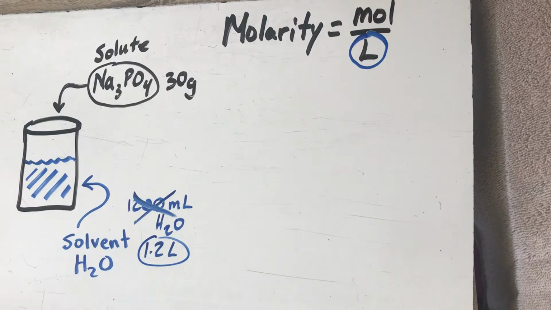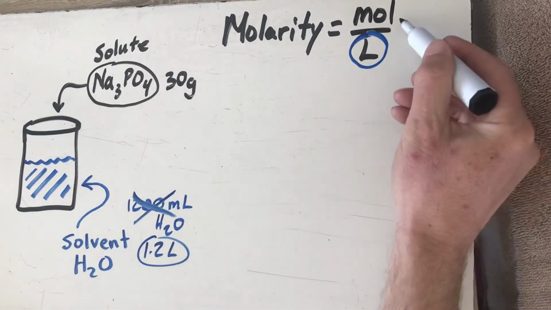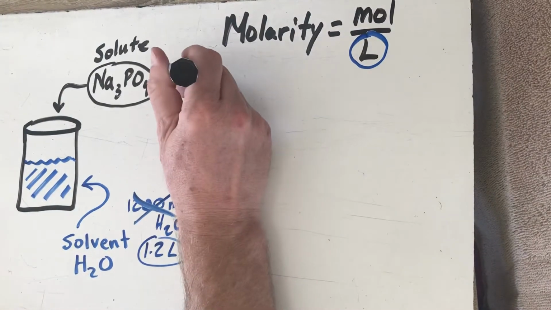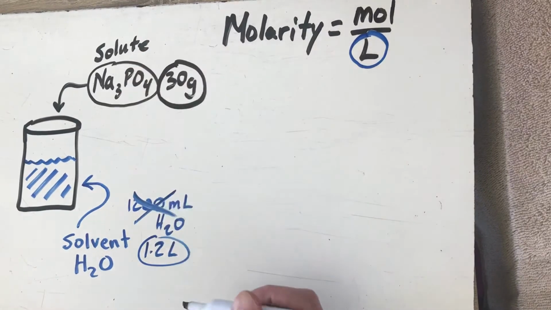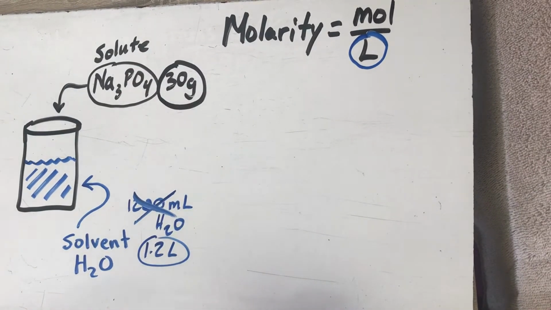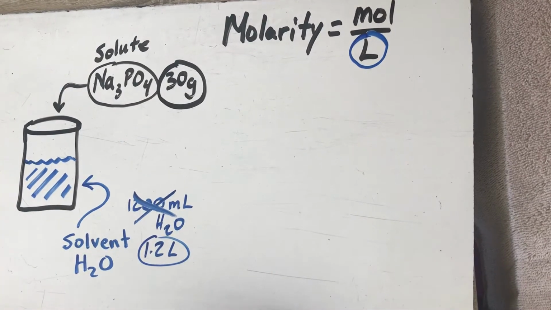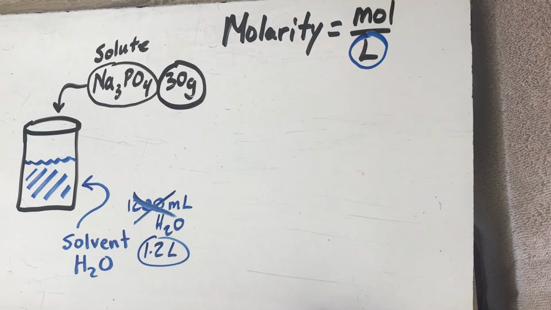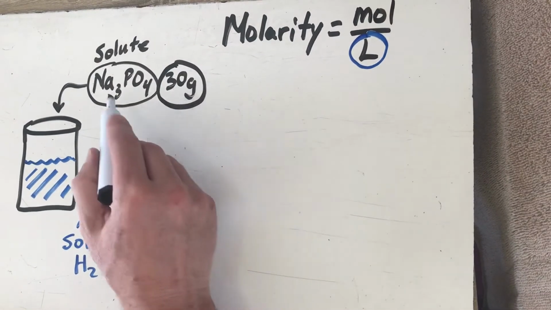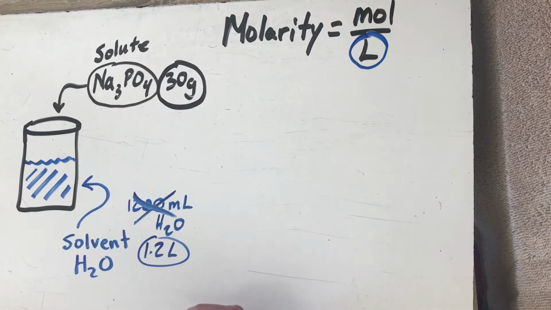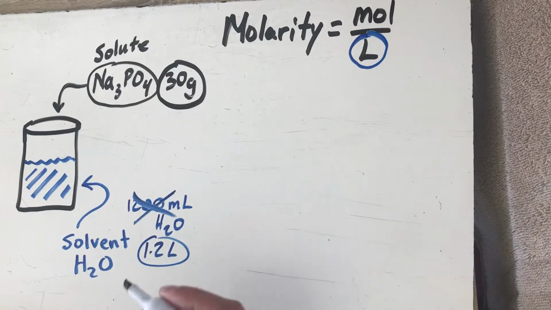Now, I'll take a look at the solute. The moles, well, I don't have moles, I have grams. And the reason I have grams is when we go into a lab, you don't just measure out moles. You have to use the periodic table to do some converting. You measure out how much it weighs, but you can't really just go in and measure the moles of something. So we have 30 grams of sodium phosphate, and we need to figure out how many moles that is. You've done this many times, so I'm just going to remind you of it.